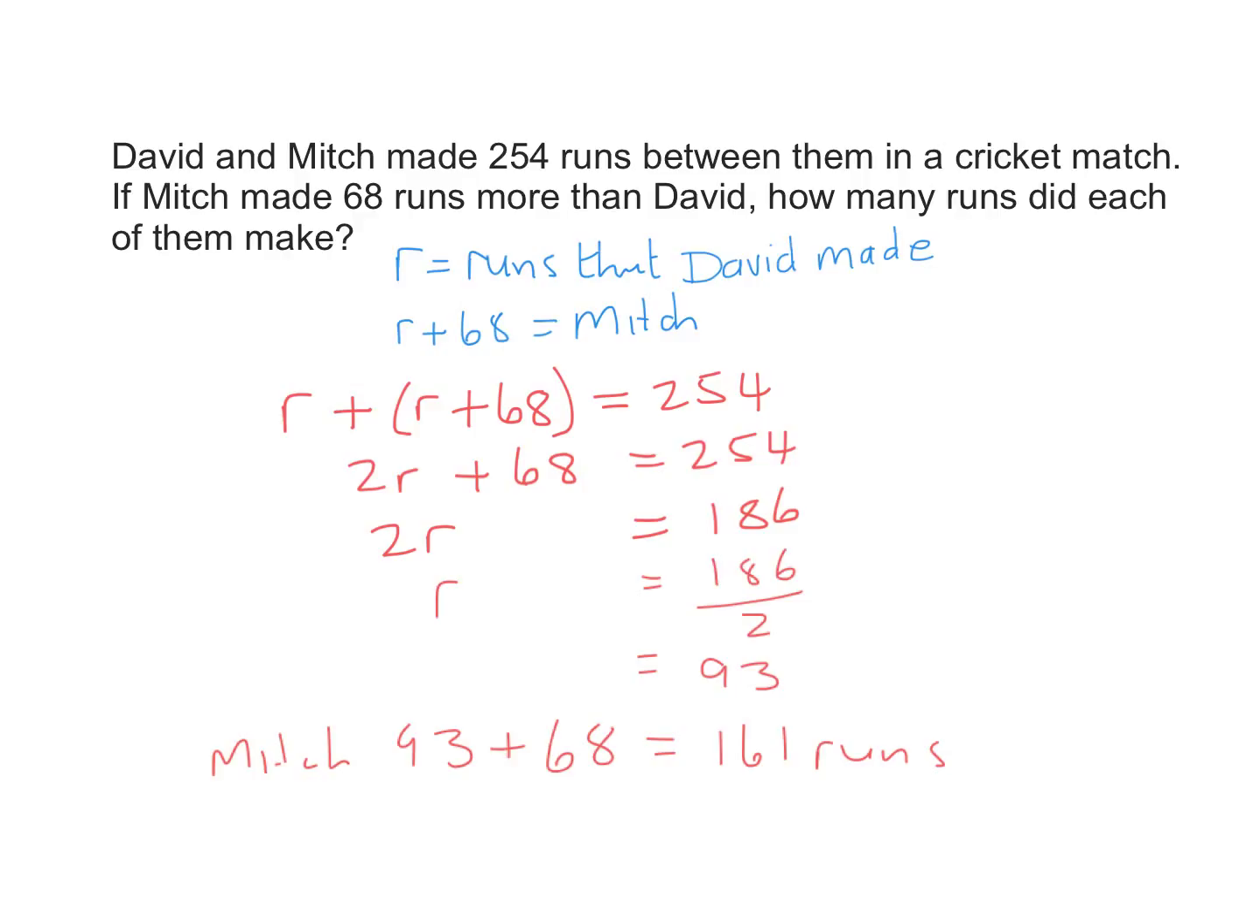Okay, so we've solved for Mitch. Mitch scored 68 runs more than David, therefore he scored 161 runs, and David scored only 93 runs. So we've solved our problem.